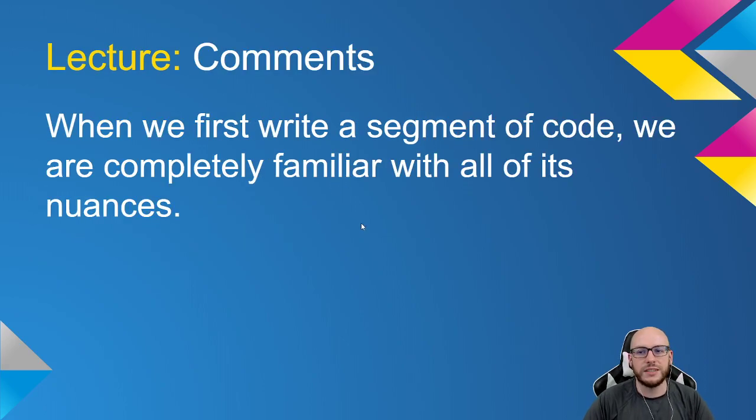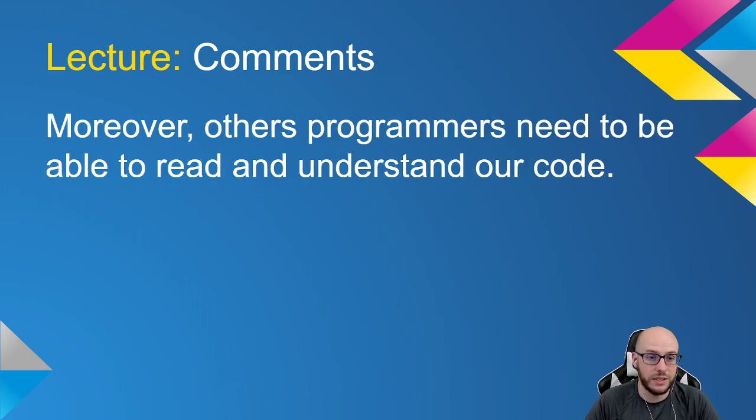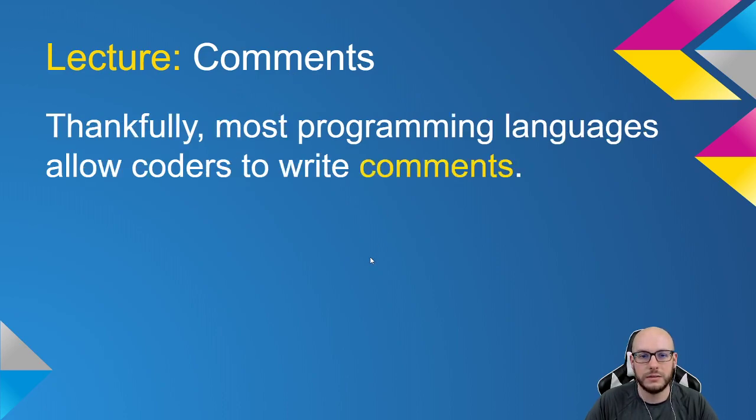So when we first write a segment of code, we are completely familiar with all of its nuances. However, months later, that same code can often be mysterious and confusing to even us. Moreover, other programmers need to be able to read and understand our code. We talked about how readability really helps with that. If you make code that is neatly formatted and consistent, that helps with readability. But comments can also help with that.